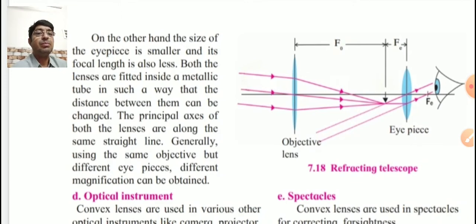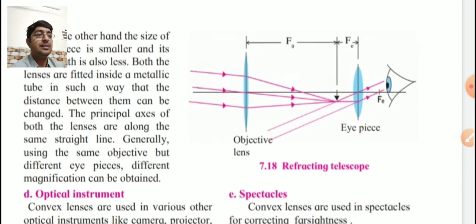Both the lenses are fitted inside a metallic tube in such a way that the distance between them can be changed. The principal axes of both the lenses are along the same straight line. Generally using the same objective but different eyepieces, different magnification can be obtained.